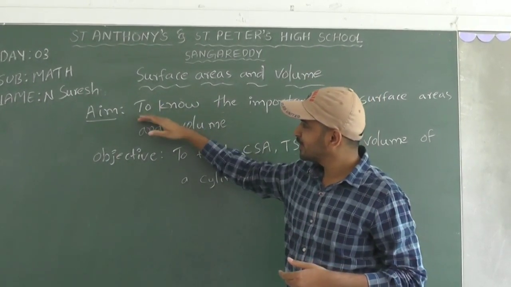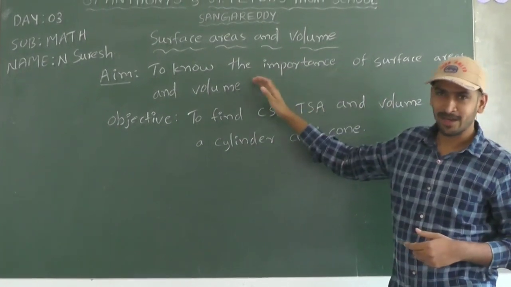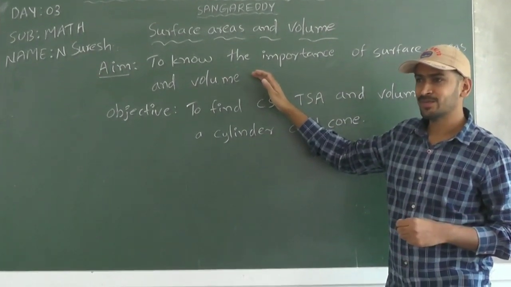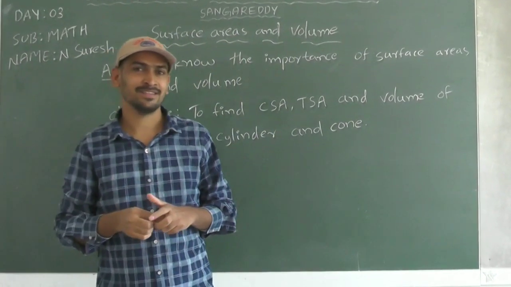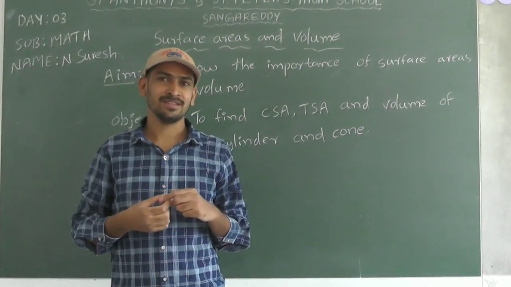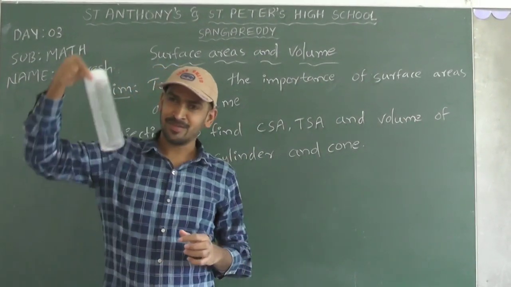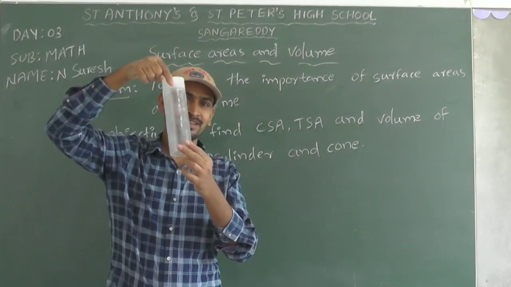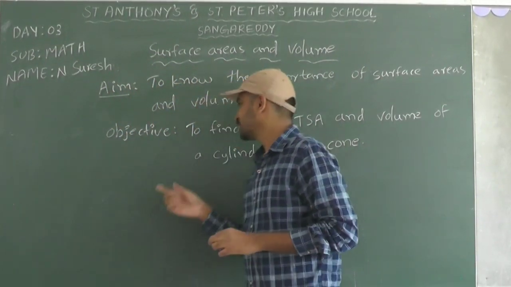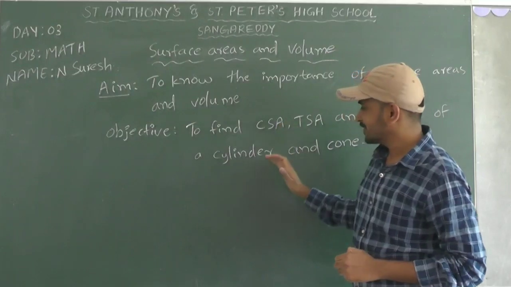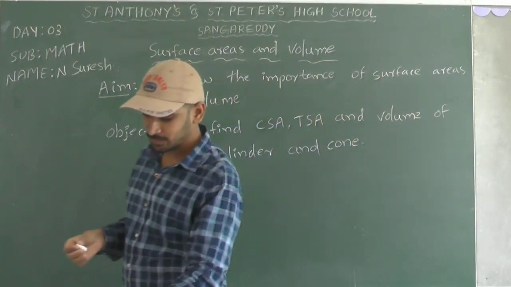What is our aim? To know the importance of surface areas and volumes in our daily life. We apply all these formulas to manufacture bottles, and tablet companies also use these formulas. In our daily life, to manufacture a water bottle or any bottle. So today we are going to derive the formulas for the cylinder and cone. First we have to see the cylinder.